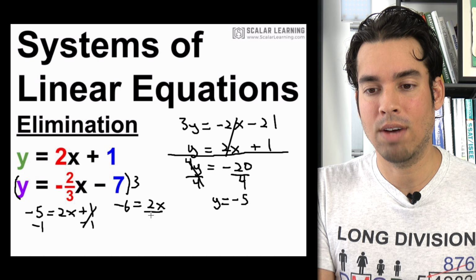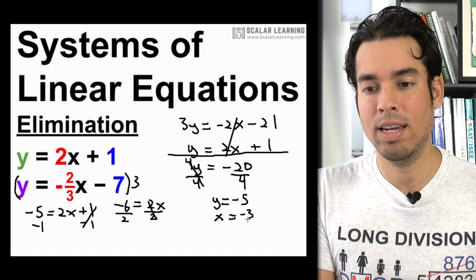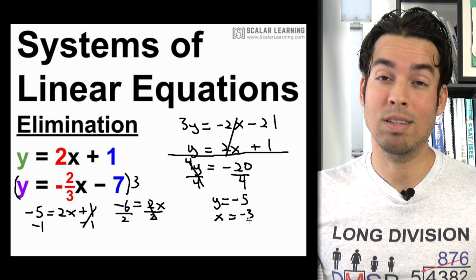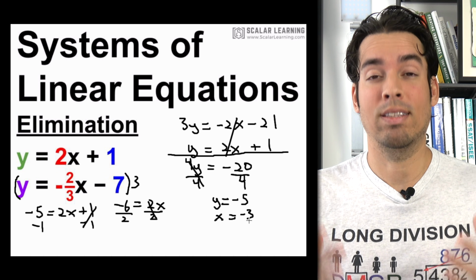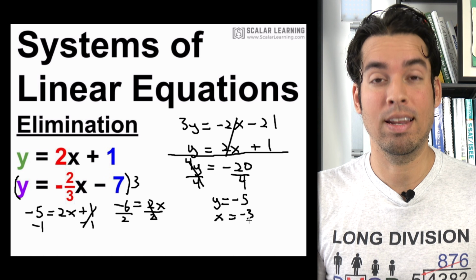And last but not least, divide by 2, and I've got x equals negative 3. So again, you can see whether we graph, whether we substitute, whether we eliminate, we get the same answer every time, which is a coordinate pair of negative 3 comma negative 5.